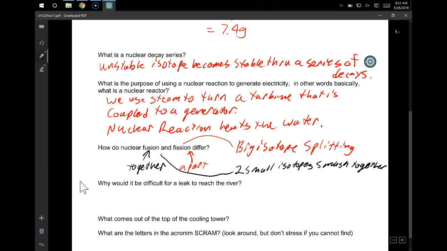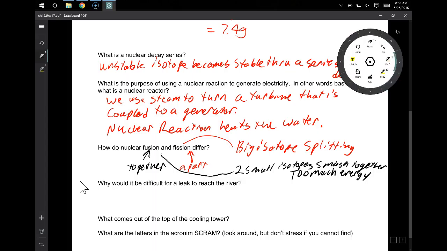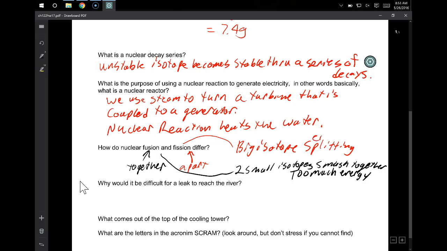Anything else about them? Fusion only happens like on the sun. Why? Because it generates huge amounts of energy. Yeah, this is too much energy for us. And this is enough for us to handle.